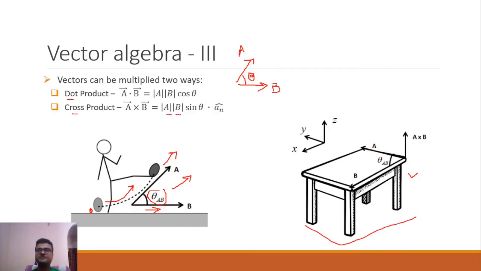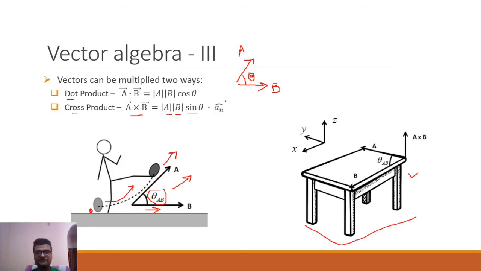Let's say A and B are the sides. But how should we find whether this table is tilted with respect to this floor or it is flat? The solution is cross product. If you cross multiply A and B, you have to multiply their magnitudes, and then you have to multiply it with the sine of the angle between them. So theta AB is the angle between A and B, and we are finding the sine of this angle, and we're multiplying it with the magnitudes of A and B.